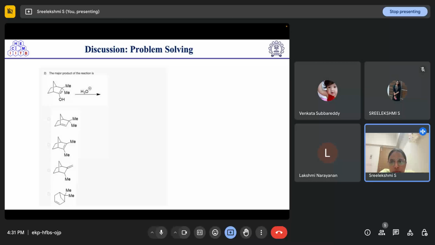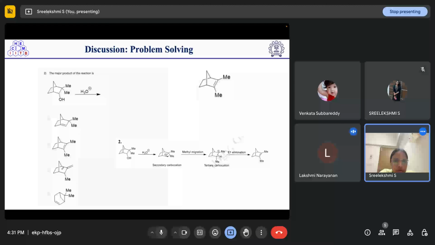So that is going through this. First, this water molecule will leave, resulting in a carbocation at the center. To that center, this methyl group will be migrating. That will form one carbocation here at the center. Then a proton elimination will give the product C. So first a secondary carbocation, then this methyl migration. The driving force is that it will form a more stable tertiary carbocation. Then elimination will give this product.